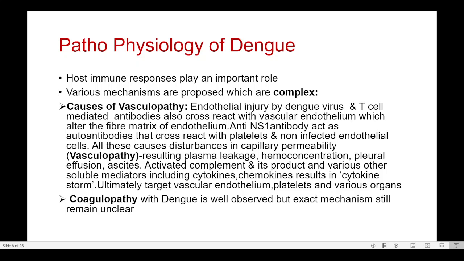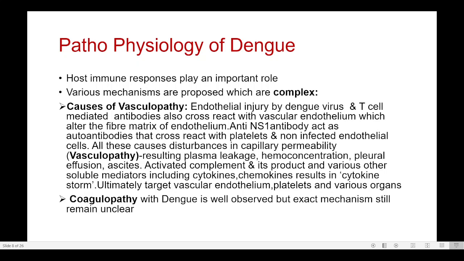The reasons for vasculopathy are multiple. First of all, endothelial injury by dengue virus or increased activity of T cell mediated antibodies which cross-react with vascular endothelium, which in turn causes change in the fiber matrix of the endothelium. Anti-NS1 antibody also acts as autoantibodies that cross-react with platelets, reducing them, and also with non-infected endothelial cells. All these things cause disturbances in capillary permeability, which in turn results in plasma leakage, thereby hemoconcentration, pleural effusion, ascites.